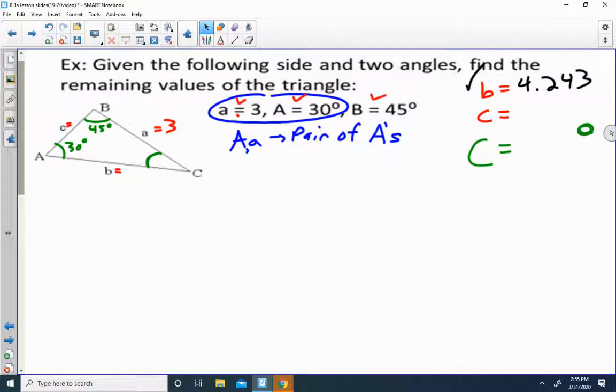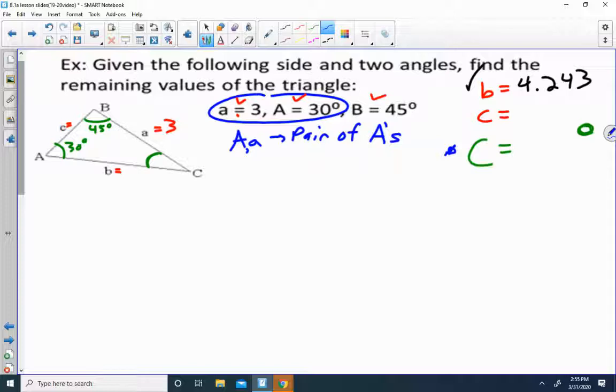So now, we need to find little c and big C. And again, we couldn't really use law of sines yet, as you saw, because we were missing both the c's. We had to have one c to find the other. But there is a nice little trick that can help us find c. And you probably already know what it is.